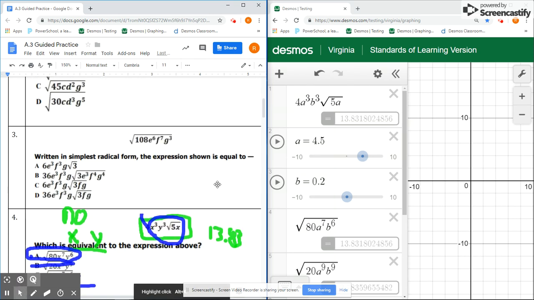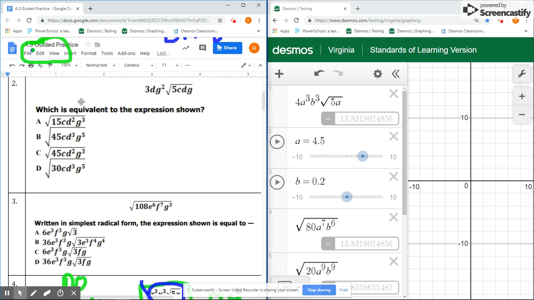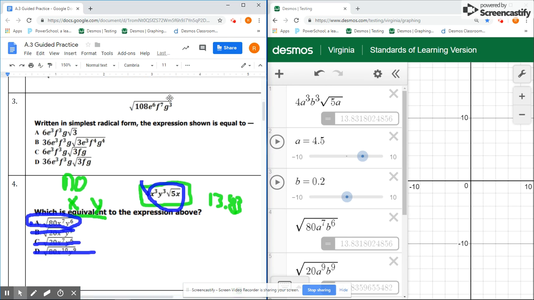Okay, if you look quickly at 2 and 3, 2 is the same as 4, which is equivalent to the expression shown. You can just type that in with your sliders. And 3 is the same thing, which is the simplest radical form. Just type that there into your sliders as well and get the same decimal. Go ahead and try 2 and 3, and then make sure to do your Desmos check over on the right.